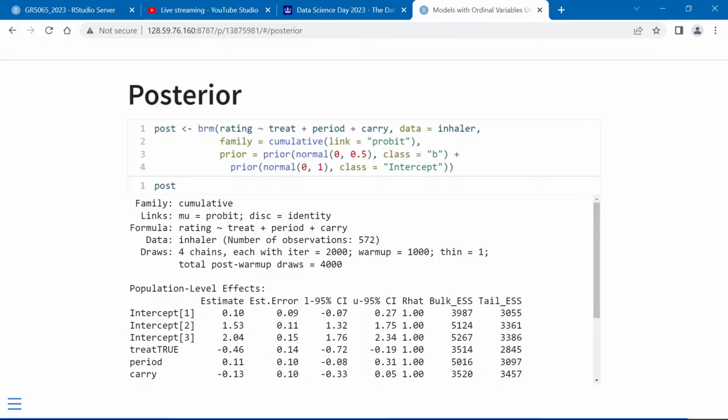If our errors are standard normal, our coefficients should be reasonably close to zero on all these things. We can't really have a treatment effect of 5 if the errors are standard normal, like 5 times the scale of the error. It's not something that's likely to happen in any randomized control trial. So we do that, get the posterior distribution, and we see the summary of the posterior draws, including intercept 1, 2, and 3, which we would have called zeta 1, 2, and 3.